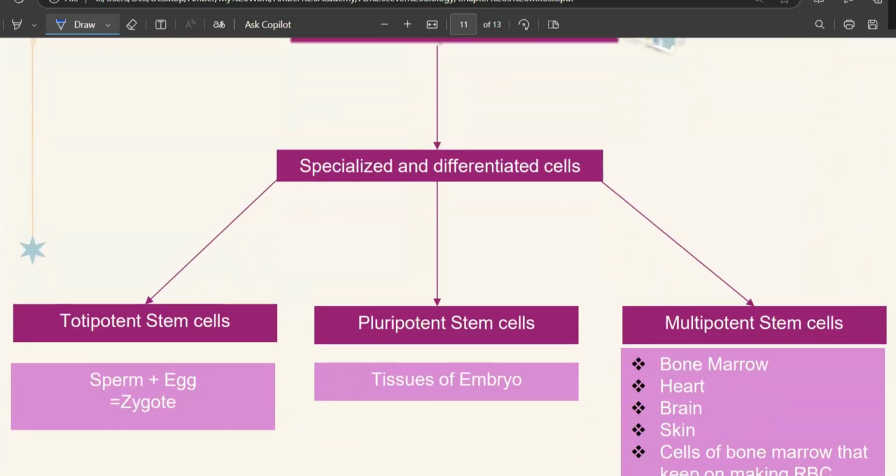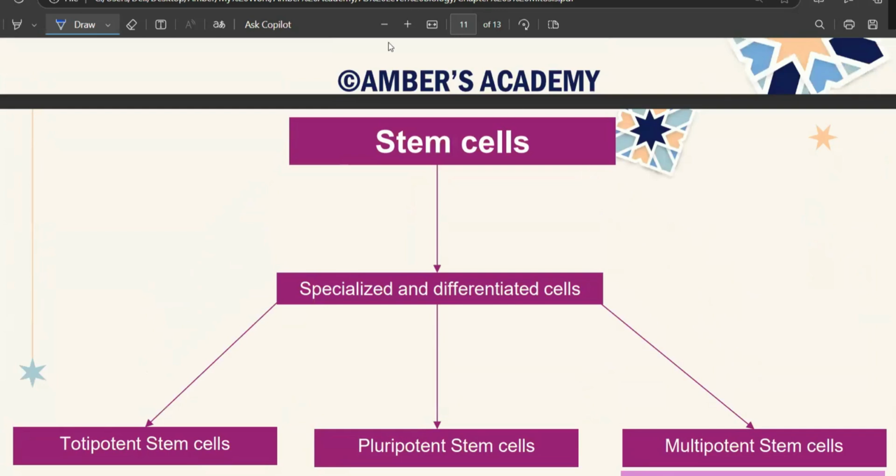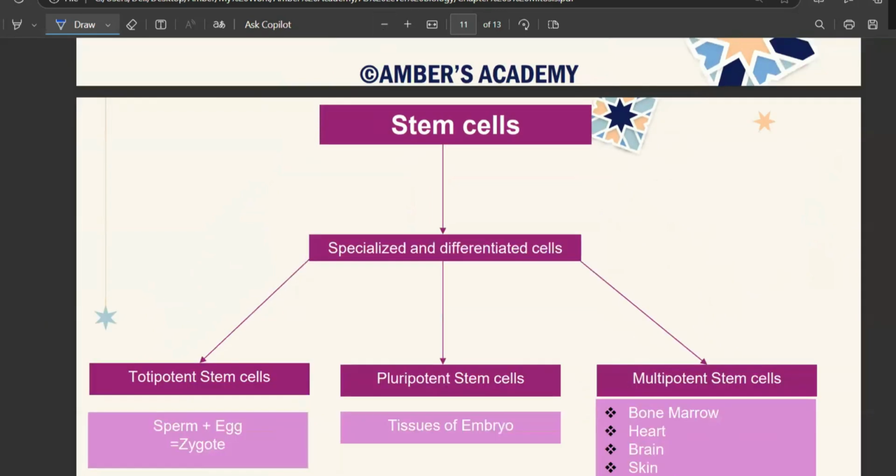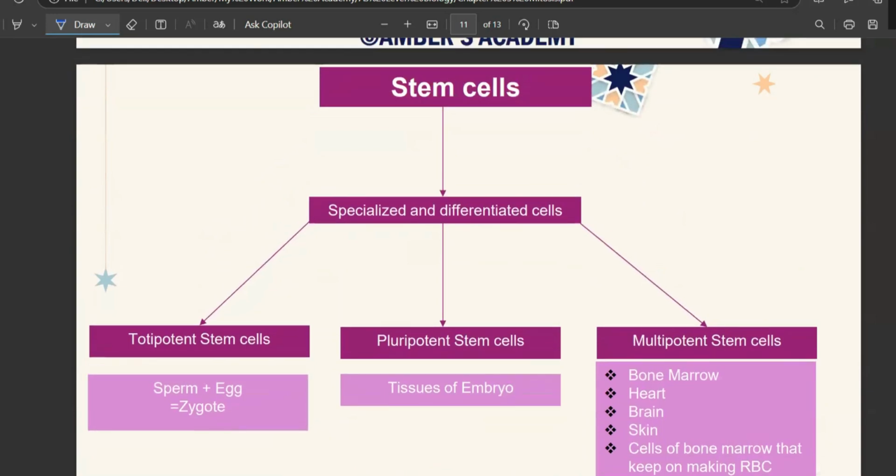All right. So the next concept is stem cells. Stem cells are basically your cells, and these stem cells undergo the process of differentiation. Differentiation means that after the process of differentiation, they acquire certain functions. So stem cells undergo differentiation, and then they have three different types of differentiated cells.